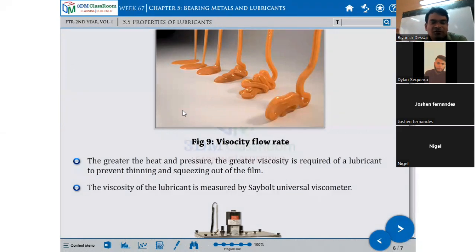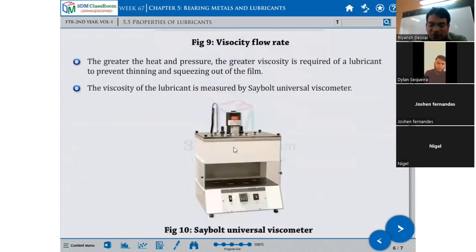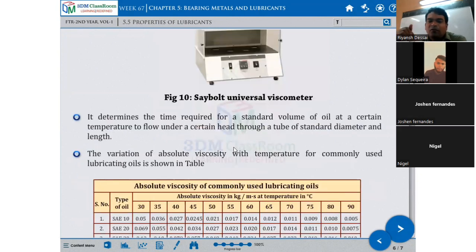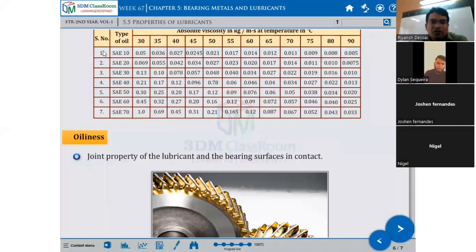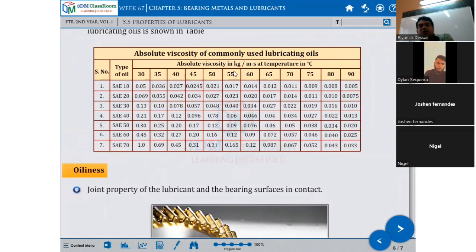Thicker one. Next, the viscosity of a lubricant is measured by a Saybolt universal viscometer. This viscometer determines the time required for a standard volume of oil to flow at a certain temperature through a tube of standard diameter and length. Based on how much time it takes, viscosity is determined. The absolute viscosity at the temperatures commonly used is shown in the figure. These are the serial numbers SAE 10, 20, 30, 40, 50, 60, 70, and you can see the absolute viscosity in kg per meter second at a temperature in degrees centigrade.